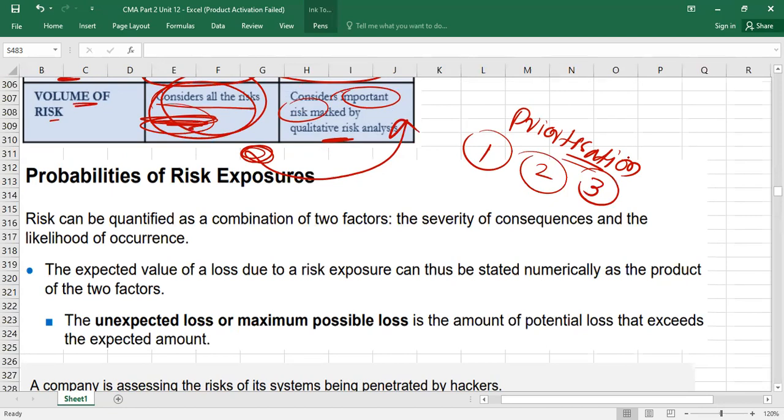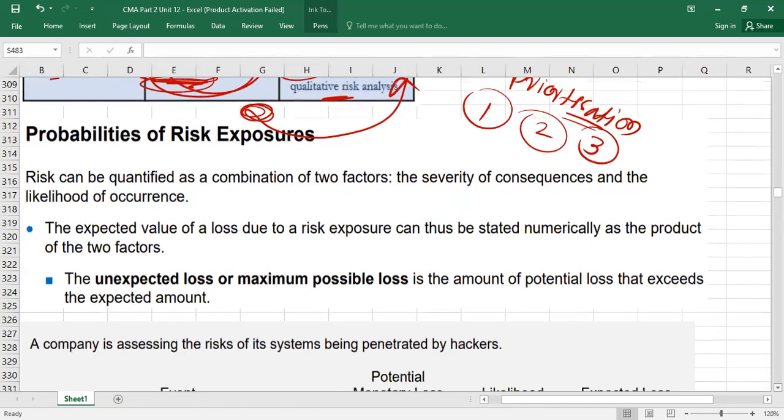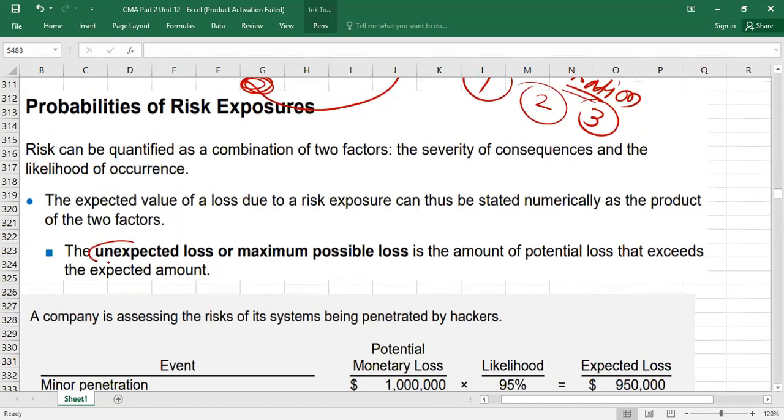Now, guys, please remember there is one more definition. I'm telling you, sometimes they ask this definition in your exam question. They may ask you what is unexpected loss or maximum possible loss. So please remember how you will define it. Actually, it is the amount of potential loss. Potential loss means the loss which may arise in future. It is the amount of potential loss that exceeds the expected amount.